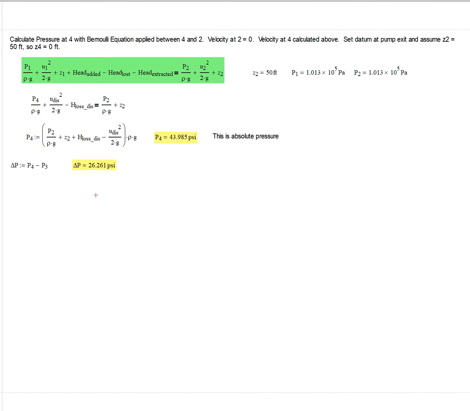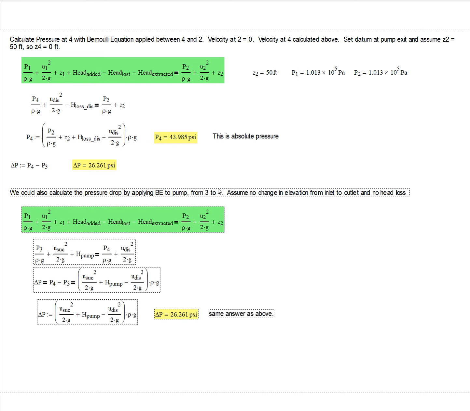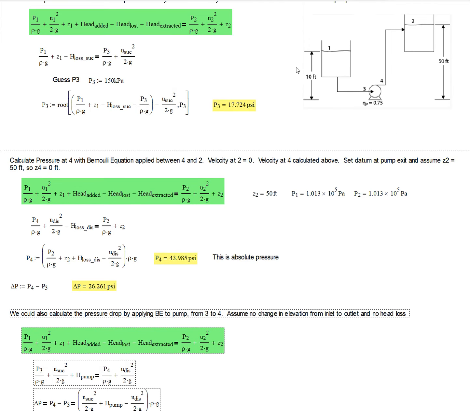One of the other things that we could do, we could also calculate the pressure drop by applying the Bernoulli equation across the pump from position 3 to 4. So I did it by calculating P3 by applying the Bernoulli equation from 1 to 3, and then I applied it from 4 to 2, and then I took the P4 and P3 and subtracted those.